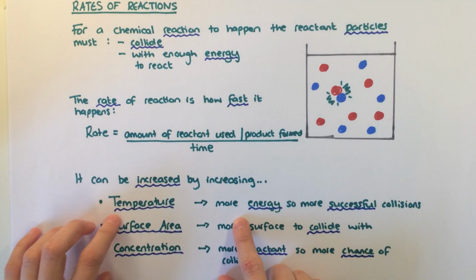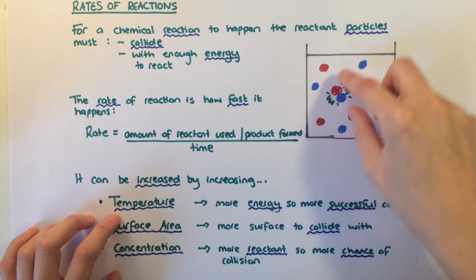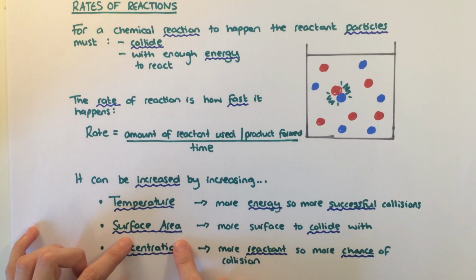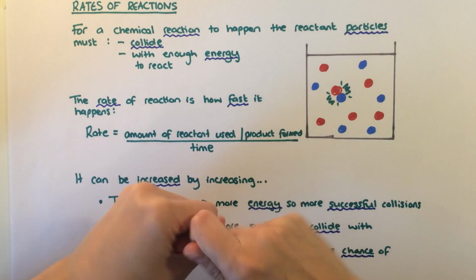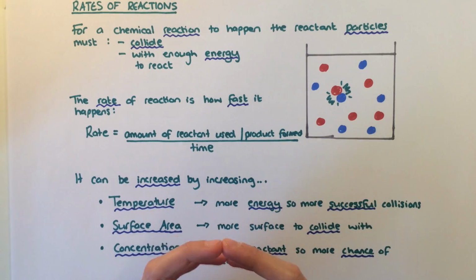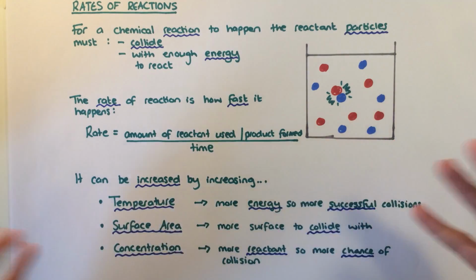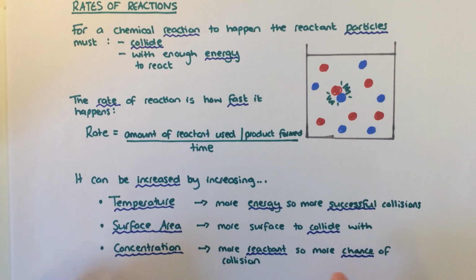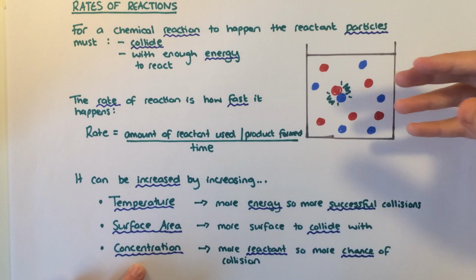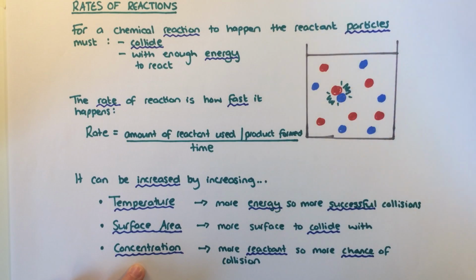Increasing the temperature gives the particles more energy, so the collisions are more likely to be successful. Increasing the surface area of a solid, for example by grinding it into smaller pieces, means that there's more surface area for the collisions to actually occur at. And finally, increasing the concentration means there are more reactant particles, so again more collisions will occur.